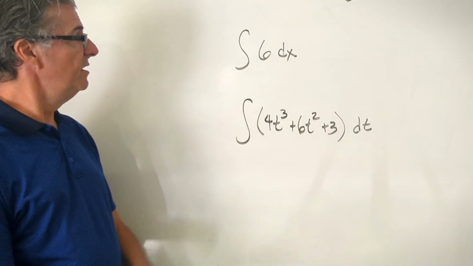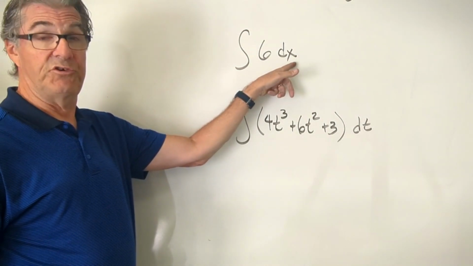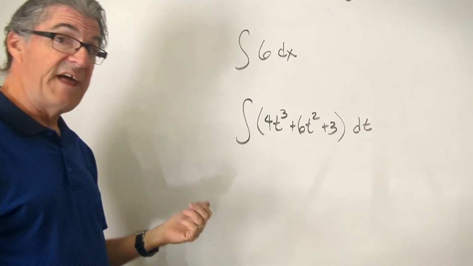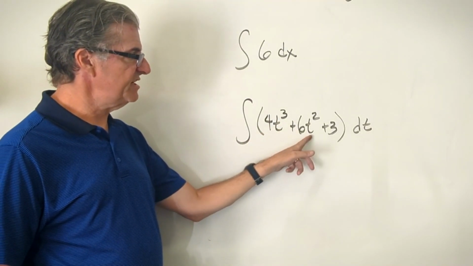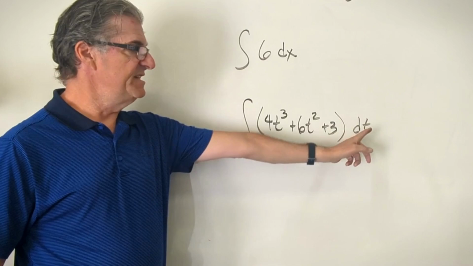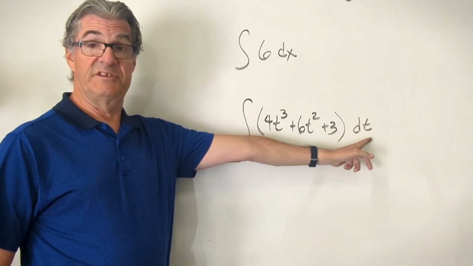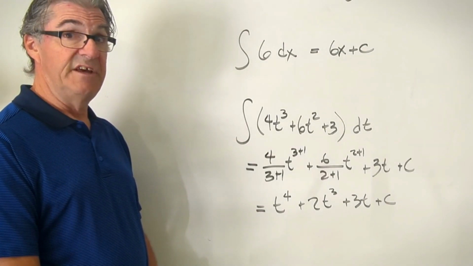Let's do a couple. First one, take the integral of 6 with respect to x, which is integral of 6 dx. When you get done with that one, do this one. Take the integral of 4t to the third plus 6t squared plus 3 dt. So we're taking the integral of this integrand with respect to t. So pause the video, do both those problems, and come back. Let's see how you did.